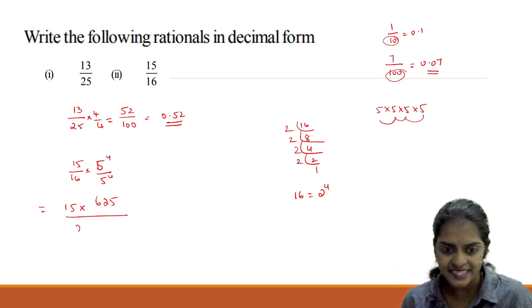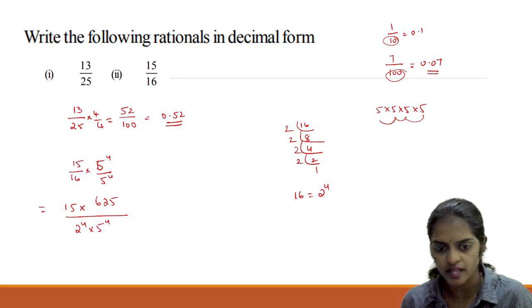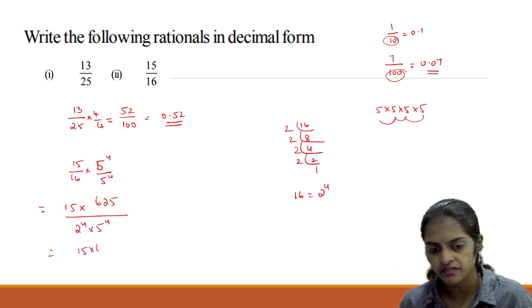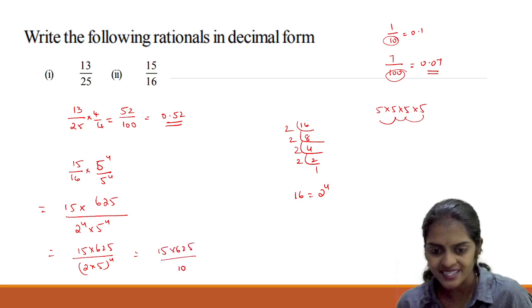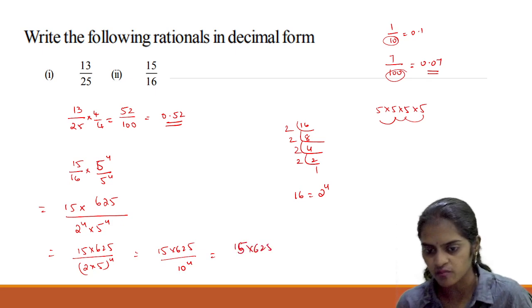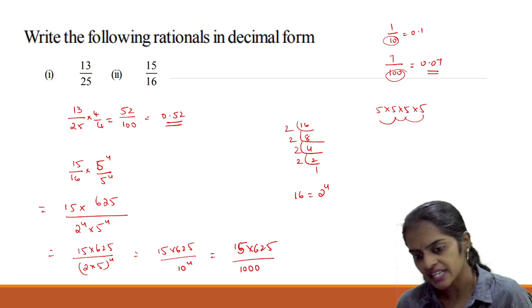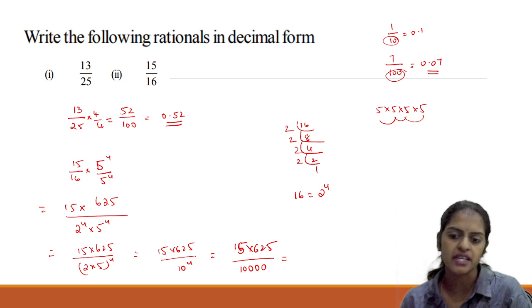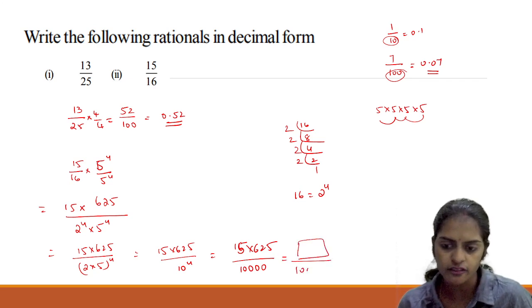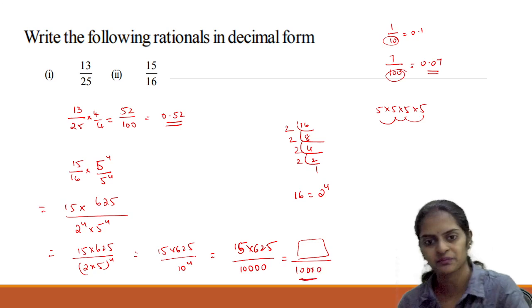Divided by 16, which is nothing but 2 power 4 into 5 power 4, is already there. So 15 into 625 by, this I can write as 2 into 5 whole power 4. So 15 into 625 by 10 power 4, which means 10 with 4 zeros. Now you can directly multiply the numerator. Whatever answer you get, you can write it happily in the decimal form.